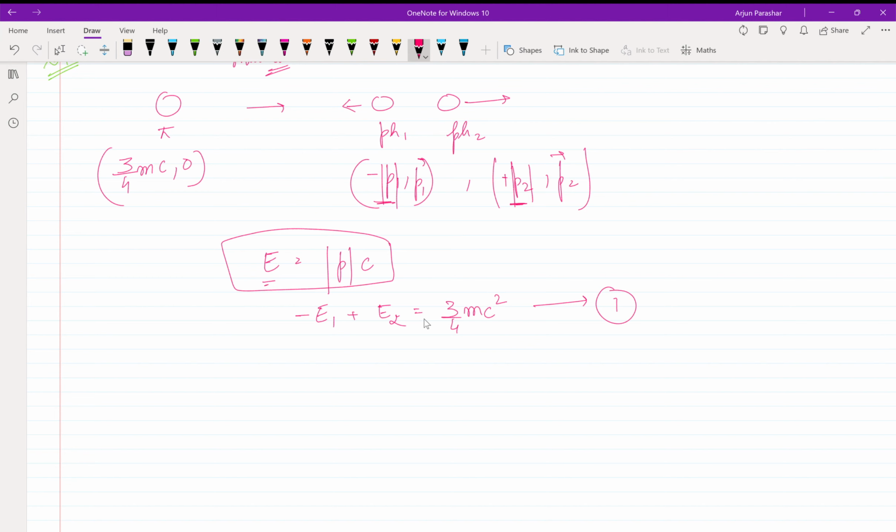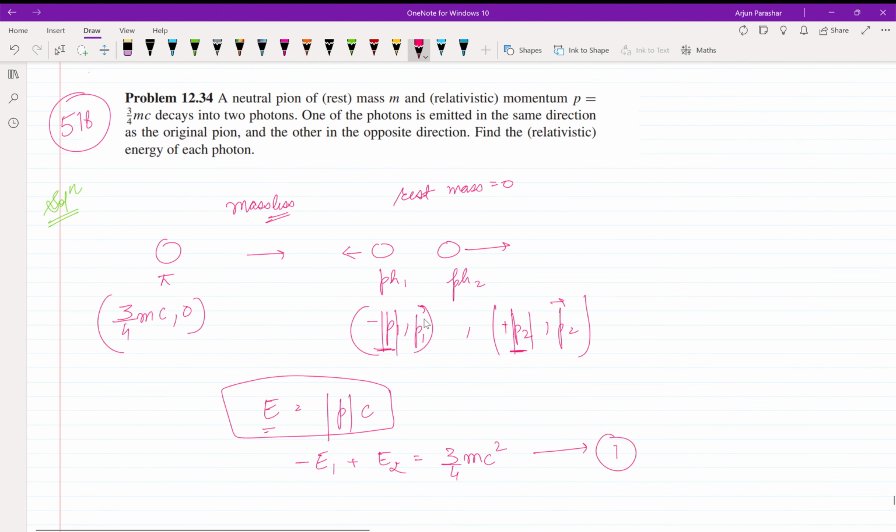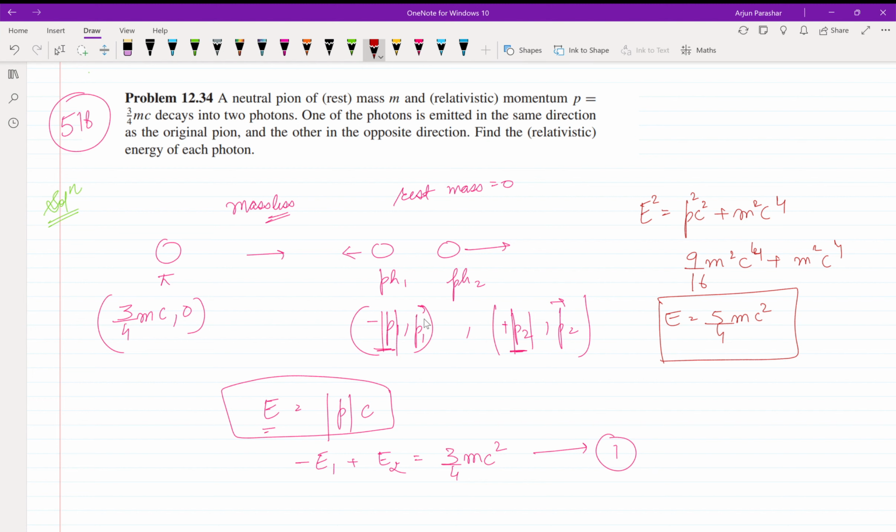Now from momentum we'll find the energy relation also. As you know, E square is equal to p square c square plus m square c raised to power 4. P square is given by 3/4 mc, so 9/16 m square c raised to power 4 plus m square c 4. It is 5/4 mc square. All right, this is the value of E.